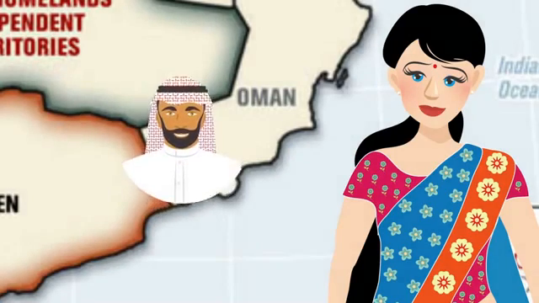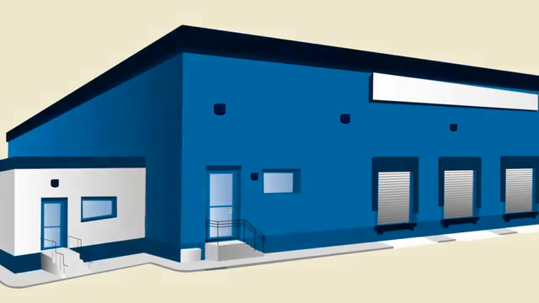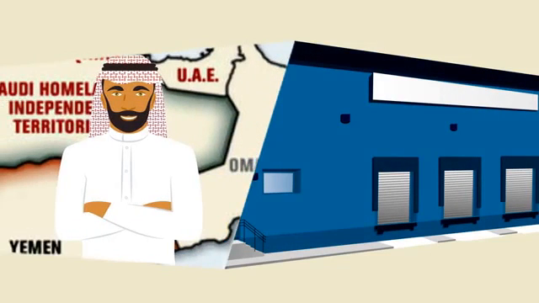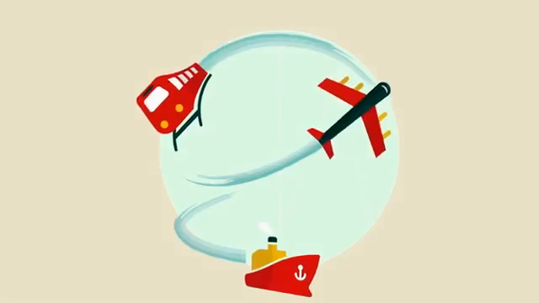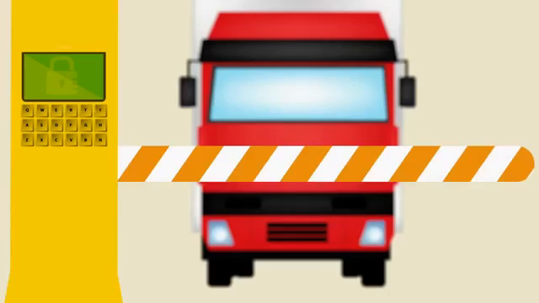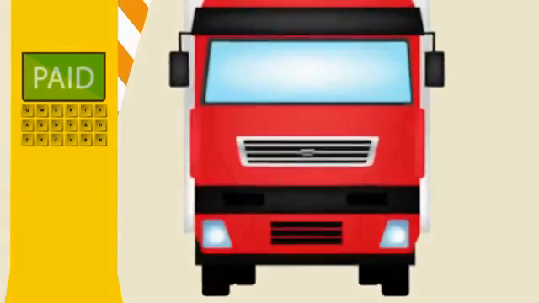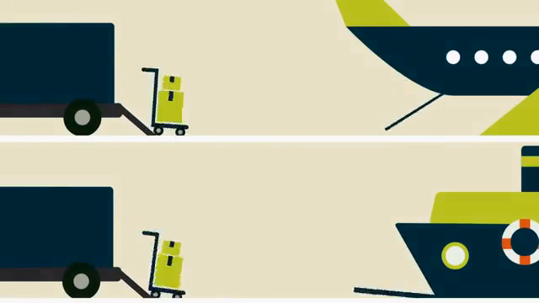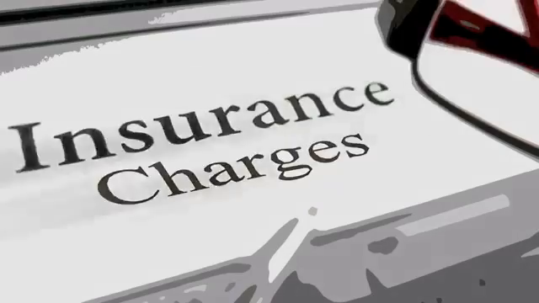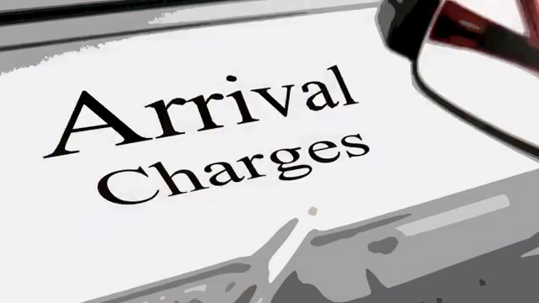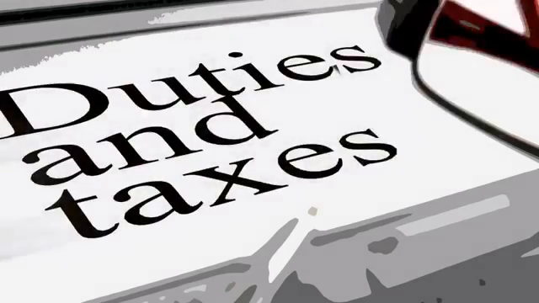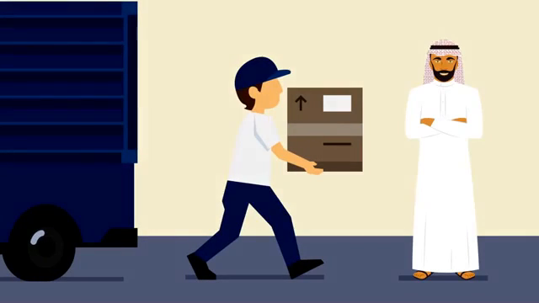The shipment of her export item from a warehouse to her buyer in the Middle East would involve various steps, including packaging, loading, domestic inland transport, terminal charges at the port, loading on the ship or flight, insurance charges, freight charges, arrival charges at destination port, duties and taxes, delivery to the buyer.